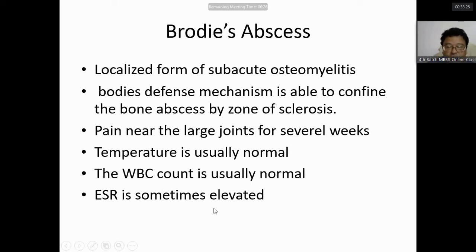Okay, and the clinical feature is very indolent. The patient will have pain, but it is not severe for several weeks. The temperature is usually normal. If you just examine it, it may not be that warm, or it may just be a normal body temperature. The WBC count is not that elevated, and ESR may or may not be elevated. So that is the Brodie's abscess.